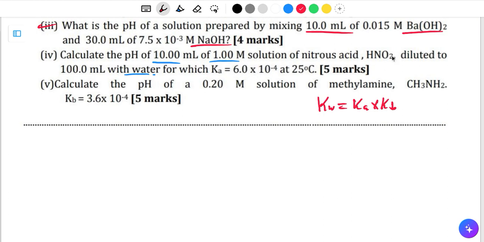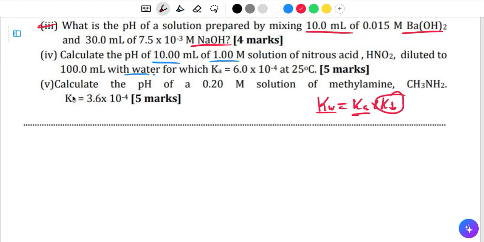Because the question is talking about an acid. If in the question they have given you Ka, but the question is talking about a base, you need to find Kb. So you know the value of Kw at 25 degrees Celsius. And here they have given us Ka. So it is very easy for us to find Kb when the question is talking about a base.